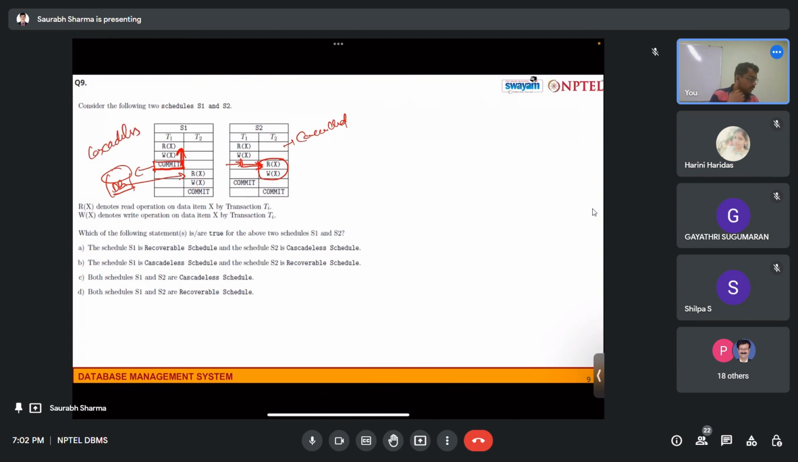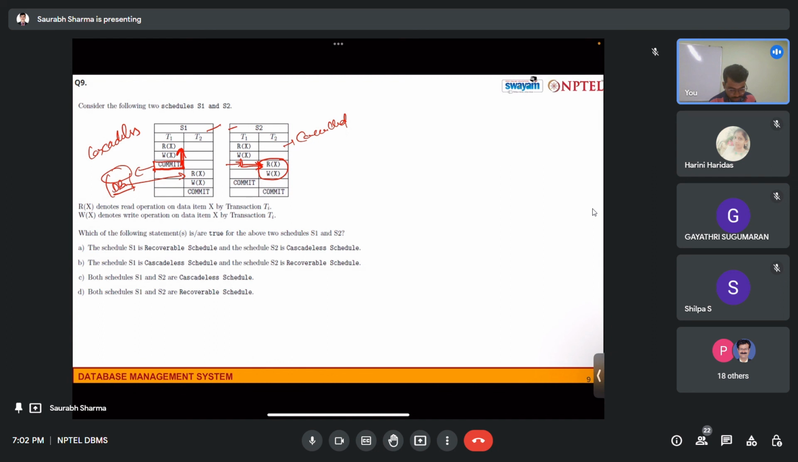Okay, now we have to comment on recoverability. The transactions will be recoverable if all the operations are done before the commit. So if we see in both cases, these are committing the values, meaning commit is there just after all the operations, so both are actually recoverable.